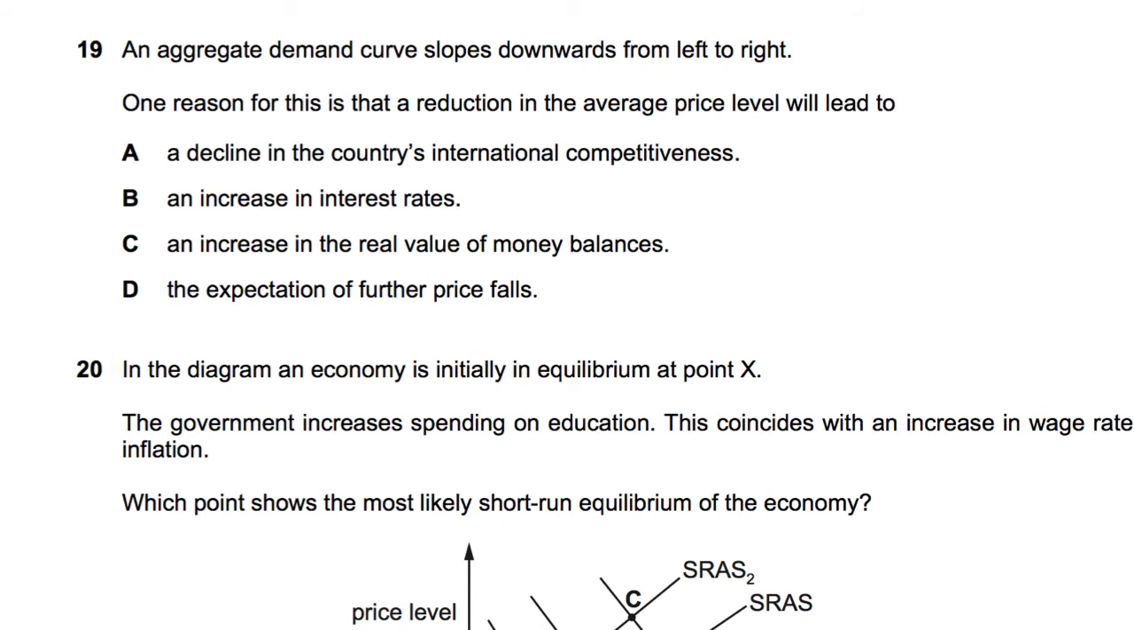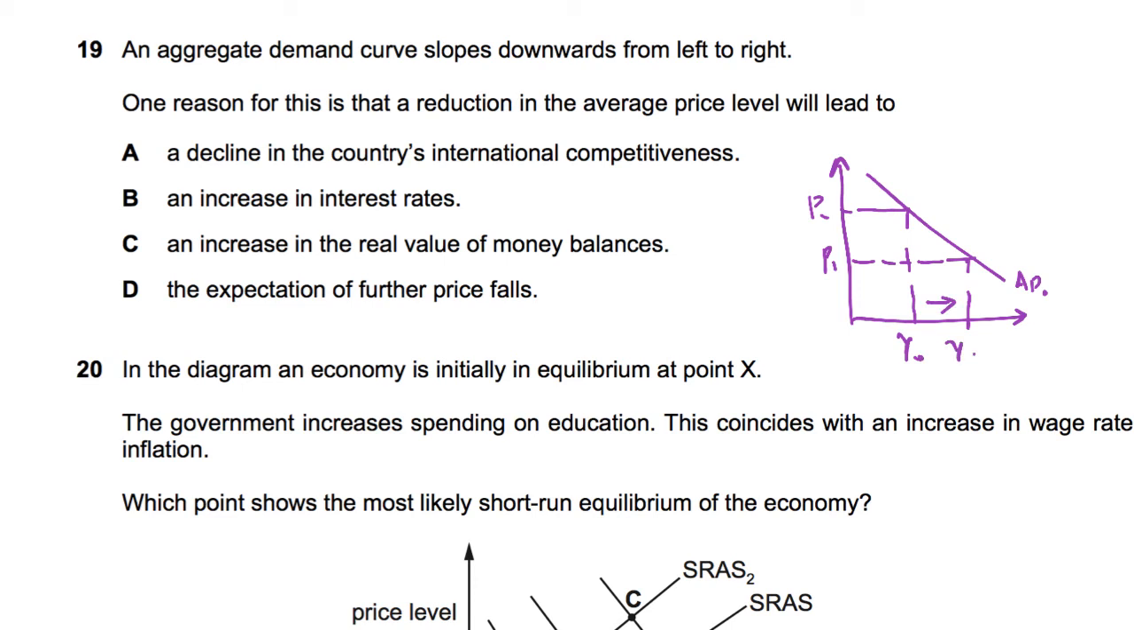Number 19 says an aggregate demand curve slopes downward from left to right, which means that the AD curve is like this, which results in something like this to happen. When the price level goes down from P0 to P1, your real GDP goes up. In other words, your purchasing power goes up, which results in people having a higher ability to buy goods. And that's exactly what C is saying, that when the price level goes down, there will be an increase in the real value of money balances. B is wrong. When there is an increase in price level, we see interest rates actually fall. So that's why C is the right answer.